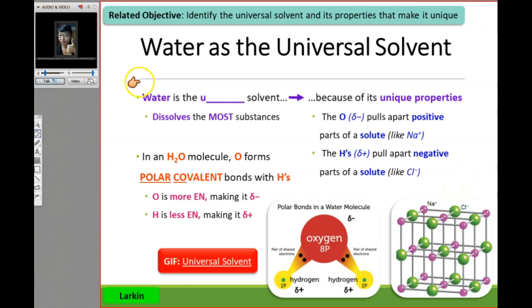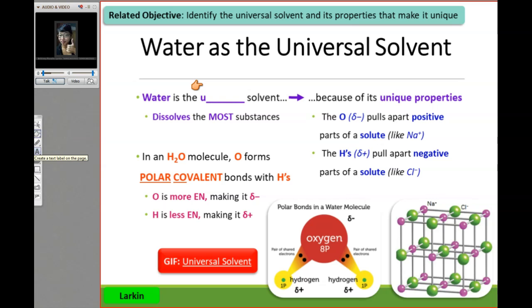Love it. All right, so that being said, water is the blank solvent. What type of solvent is water? It can dissolve the most things, right? It can't dissolve everything, but of the solvents that exist, it can dissolve the most, and therefore we call it the what? What do we call it? There's actually a hint on the board.